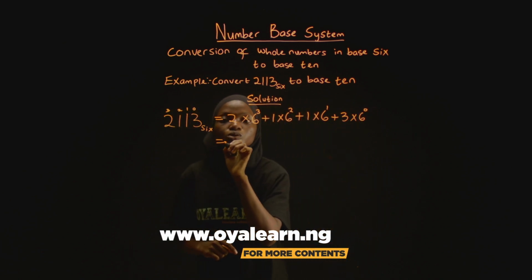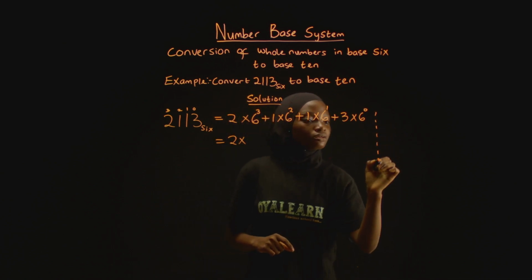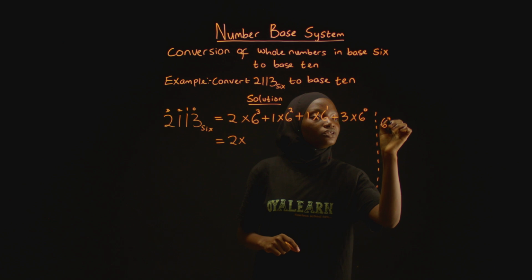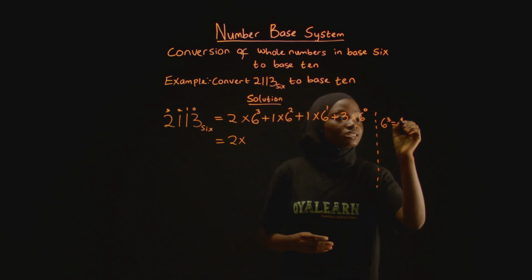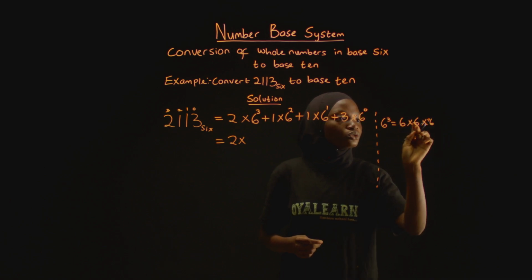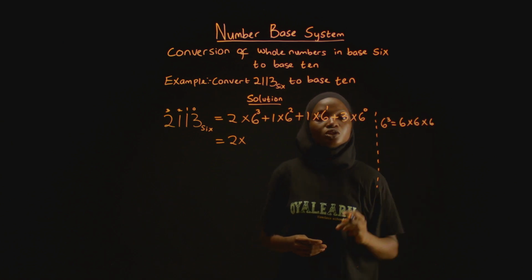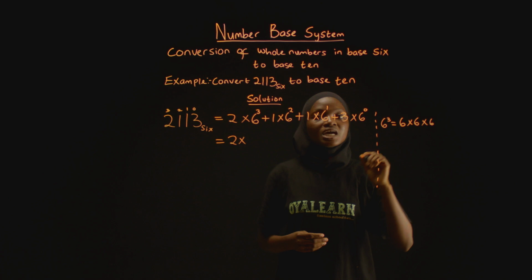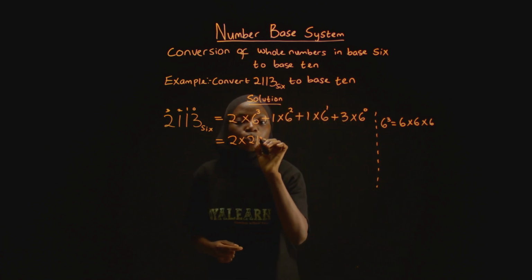So we have equal to 2 multiplied by 6 raised to the power of 3. That means 6 multiplying itself in 3 places. That is 6 times 6 times 6. 1, 2, 3. 3 places. So let's multiply. 6 times 6, you have 36. Times 6, that gives us 216. That means 6 raised to the power of 3 is 216.